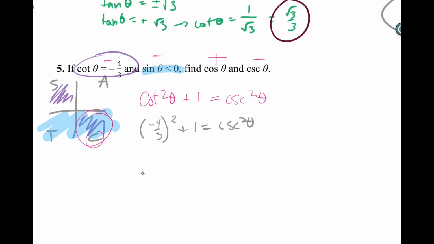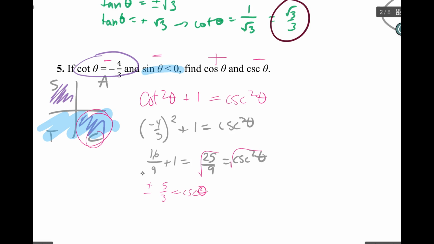Alright, so plug in the numbers for cotangent. Cotangent is negative 4/3. So negative 4 squared is 16, 3 squared is 9, plus 1, that's going to be 25/9, is equal to cosecant squared theta. If you square root both sides, you'll get plus or minus 5/3 is cosecant theta. So did we decide if it should be positive or negative already? Cool. We already talked about how it should be negative. Cosecant's negative because sine is negative. So cosecant of theta will be negative 5/3.